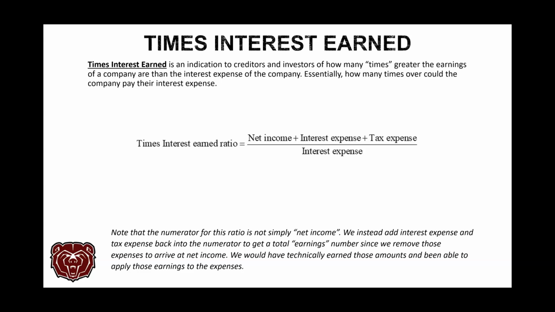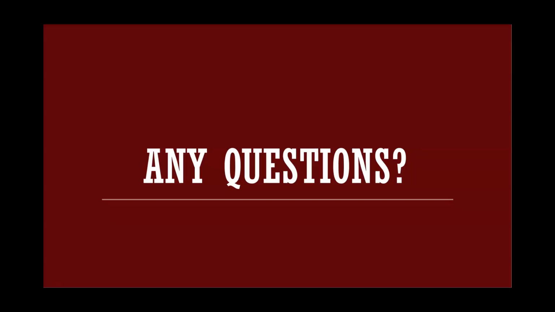So again, note that the numerator for this ratio is not just net income. We have to add interest expense and tax expense back to the numerator so that we get that total earnings number, because we remove those expenses to get to net income, okay? We would have technically earned those amounts and been able to apply those amounts to that interest expense, okay? So, any questions about that, feel free to contact me.